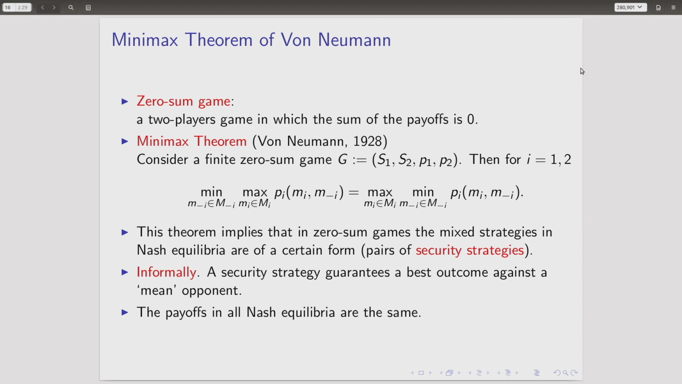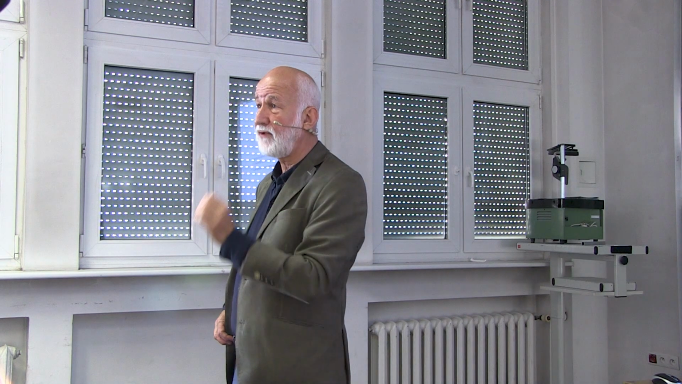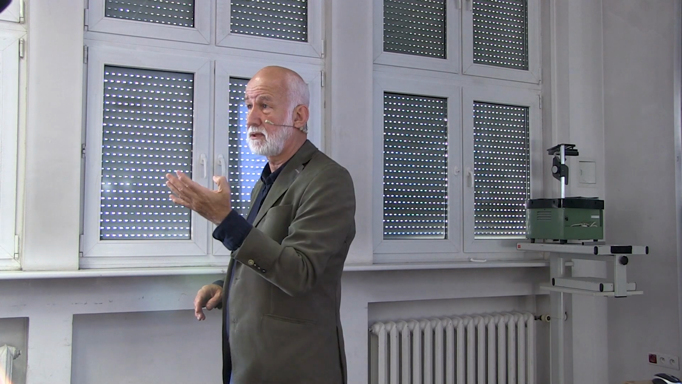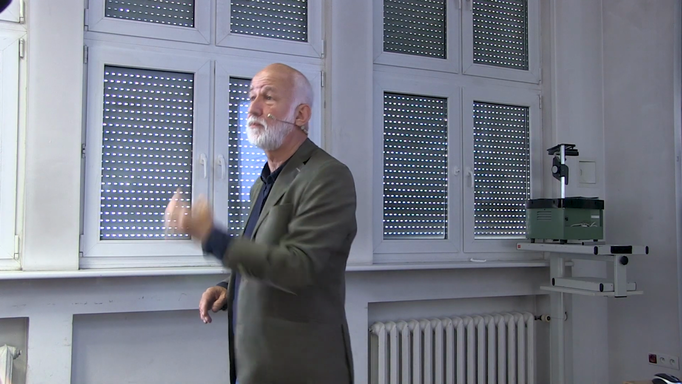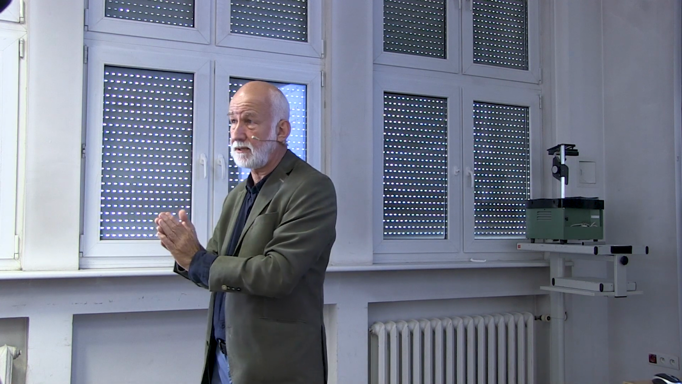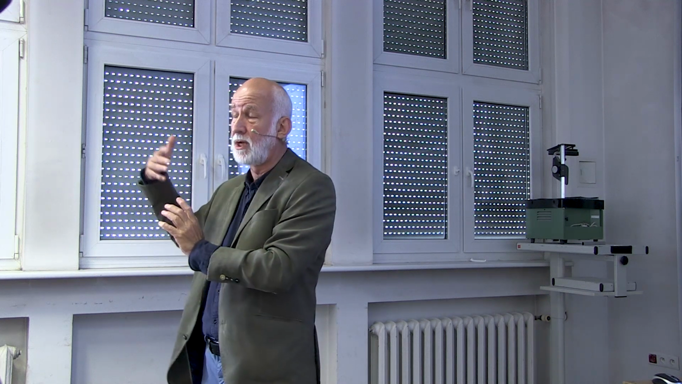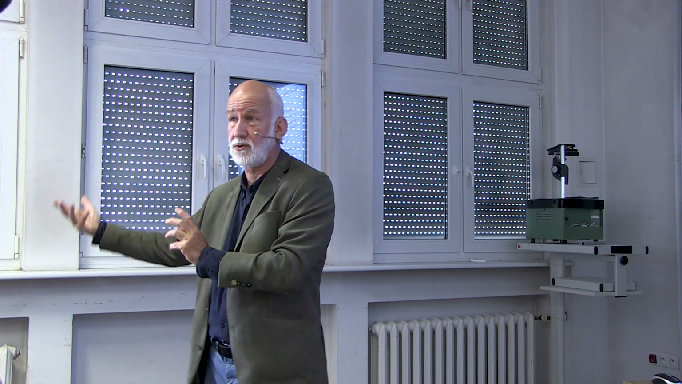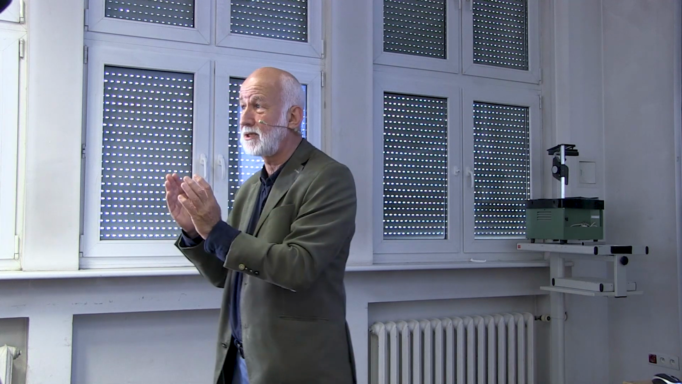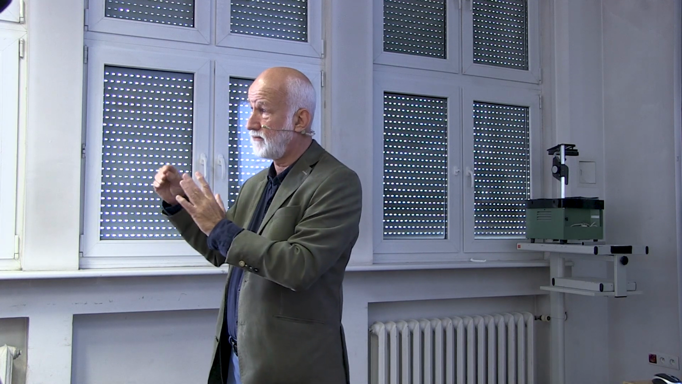And the good intuition is that suppose you are a paranoid player and you think that the other person knows what you want to choose and he wants to punish you. So you are very suspicious and you only choose such a strategy which minimizes the damage caused by the malevolent behavior of the other person. So this is a security strategy for paranoiacs. And it turns out that every combination of the security strategies forms a Nash equilibrium, and these are the only Nash equilibria.